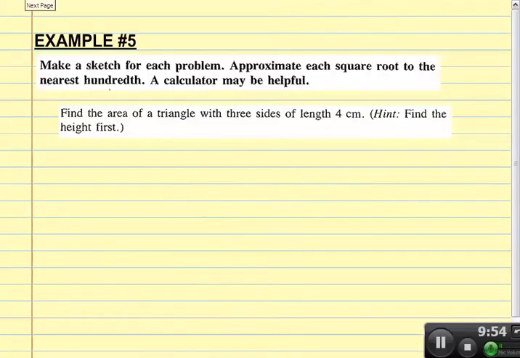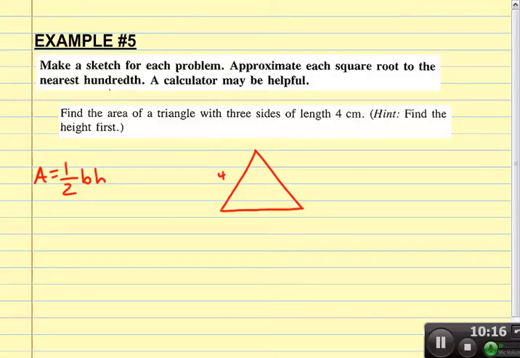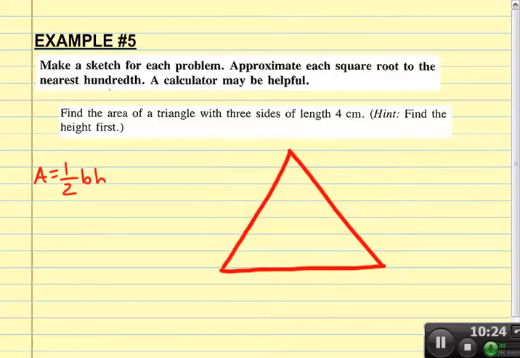Here we go. Find the area of a triangle. Well, the area of the triangle is equal to 1/2 times base times height, okay? Find the area of a triangle with 3 sides of length 4. So all 3 sides have a length of 4. I want to make this a little bit bigger, just so I can work with it here. Okay, so this is 4, and this is 4. Hint, find the height first.